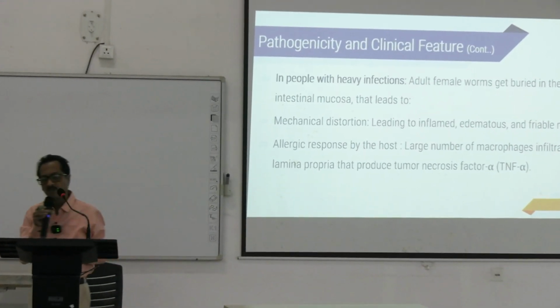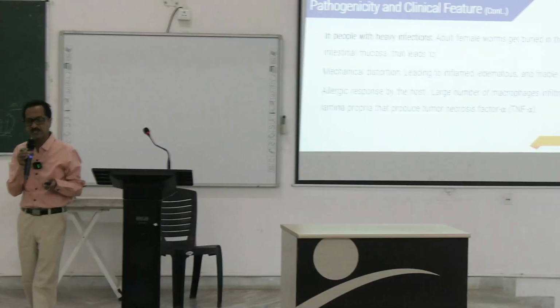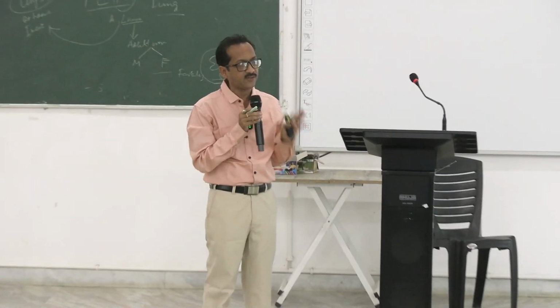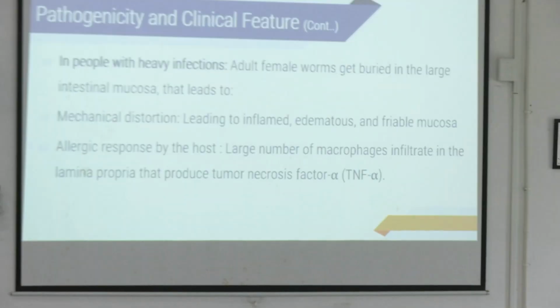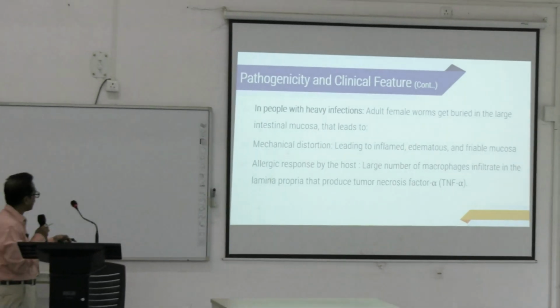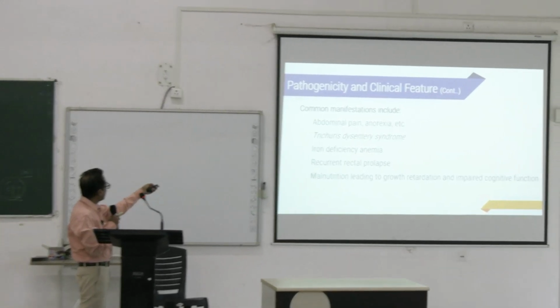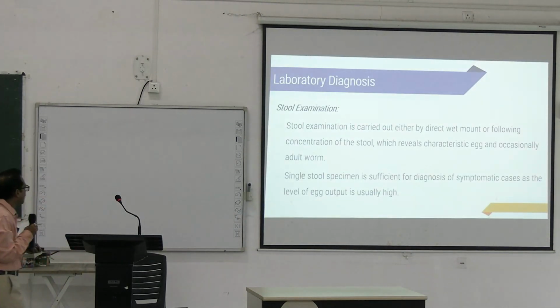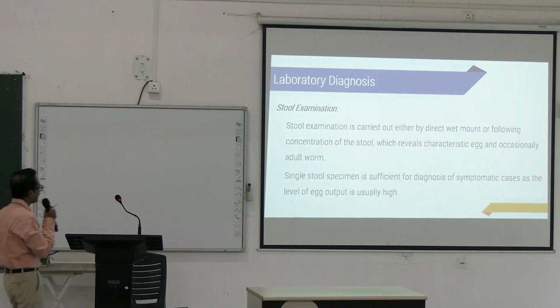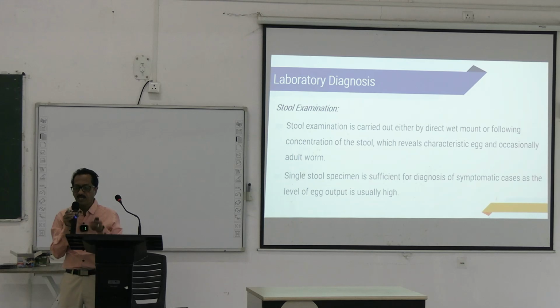What can it cause? What are the symptoms of Trichuris infection? It can cause Trichuris dysentery because it is there in the large intestine, with inflamed, edematous and friable mucosa. Abdominal pain, Trichuris dysentery syndrome, iron deficiency anemia, recurrent rectal prolapse. How will you diagnose? Stool. In all these parasites, in nematodes, you have to look at stool examination.